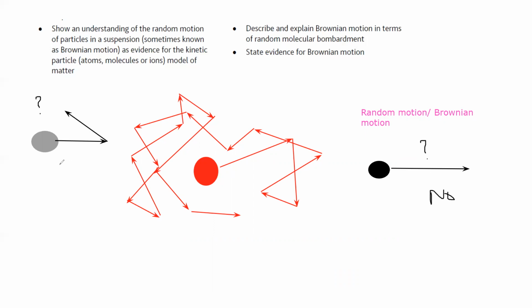So yes, it is a random motion. Why is it a random motion? Because the particle is not moving in a specific direction, it changes direction. That's why we call that random motion. But what causes a random motion of the particle? Maybe in everyday life you may have experienced this.